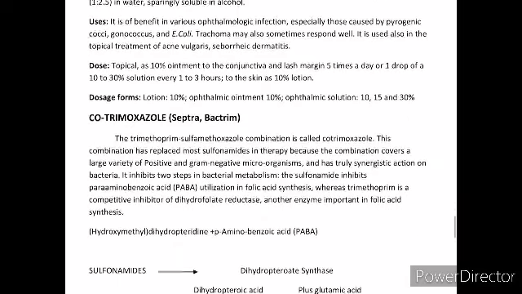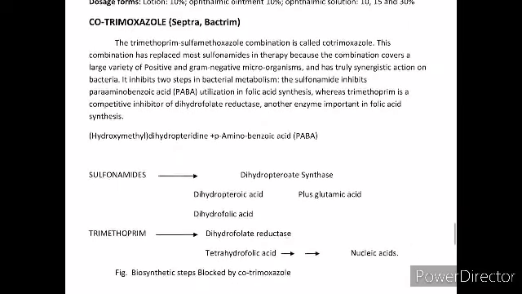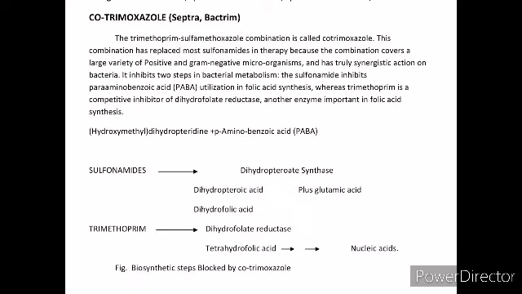And then is the most important compound, that is cotrimoxazole. The brand names are Septran, Bactrim, etc. Now the trimethoprim and sulfamethoxazole combination is called cotrimoxazole. Now this is taken in the ratio of 5:1. Now this combination has replaced most of the sulfonamides in therapy because the combination gives protection against gram positive as well as gram negative, and it has a truly synergistic action.